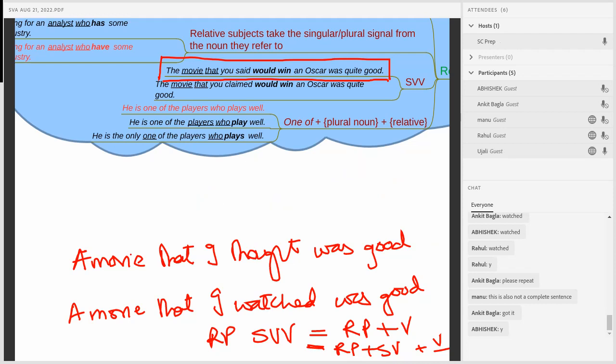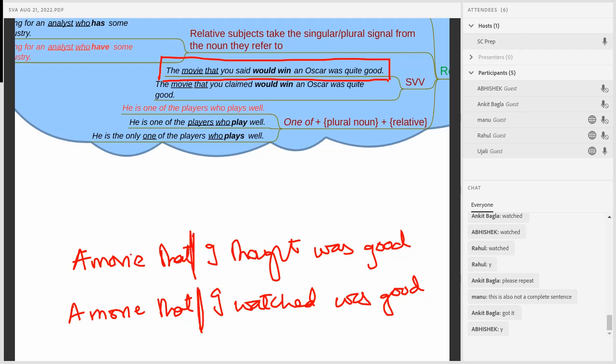See, once you become used to it, it'll sound very easy. RP, SVV. But right now, because it's the first time you guys are looking at it, it's going to sound very weird. So let's forget all of those things. Just look at it this way. After that, you've got something which can act as a subject, you've got a verb, and you've got a verb. In the second one, you've got a subject and a verb and a verb. Same thing. Now, when we see SVV after a relative pronoun, do we automatically remove that option because it breaks our fundamental rule that after a relative pronoun you can get only a verb or only a subject plus verb?